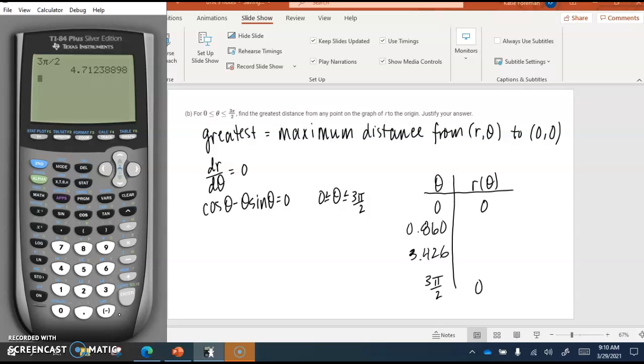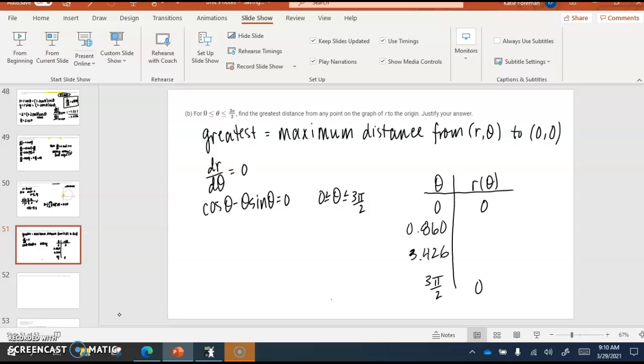I'm finding the maximum distance from a point r theta to the origin. So these values, using my calculator, I plug them back into r, right? And what's r equal to? R is equal to theta times cosine of theta. So plugging those back in, I'm not going to take the time on the calculator to do that. You can verify you would get 0.561 and negative 3.288.